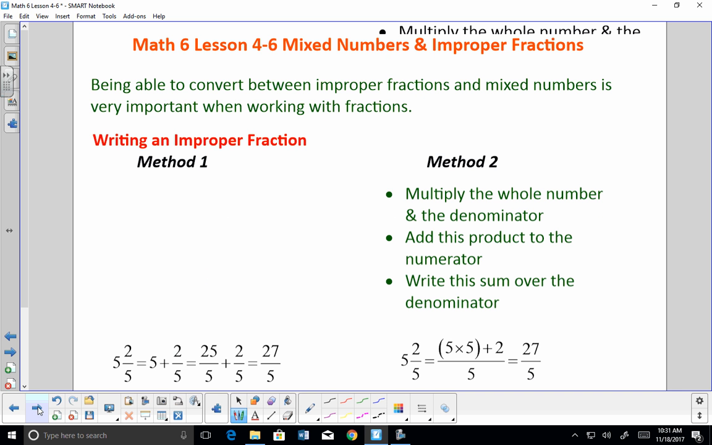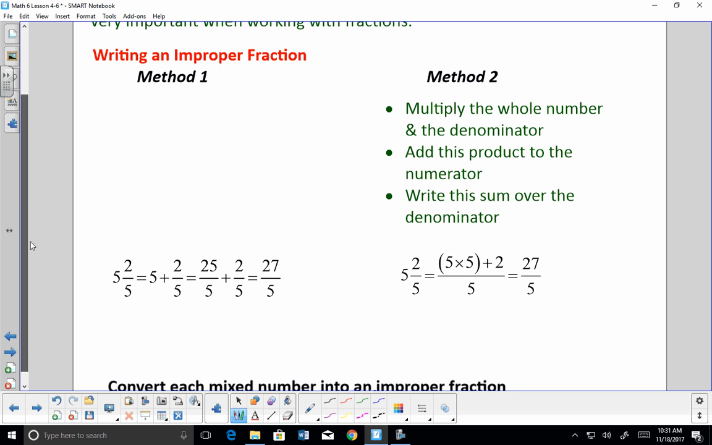It is really important to be able to convert between improper fractions and mixed numbers when working with fractions. The better you can do that, the easier it will be to work with your fractions. There are two methods for changing improper fractions into mixed numbers and mixed numbers back into improper fractions. For method number one, what you're going to do is think of pictures.